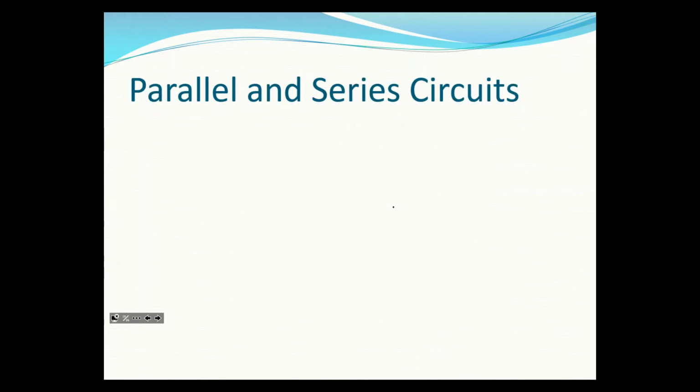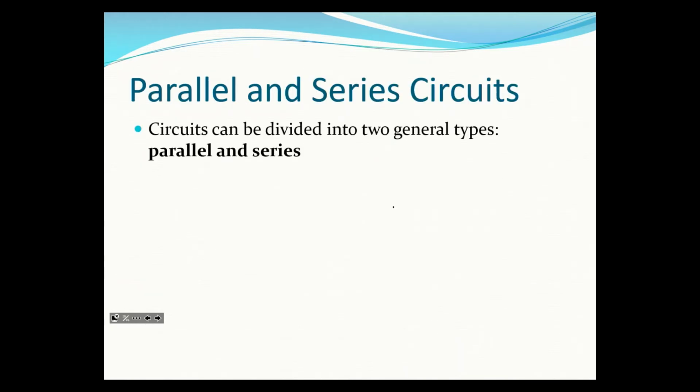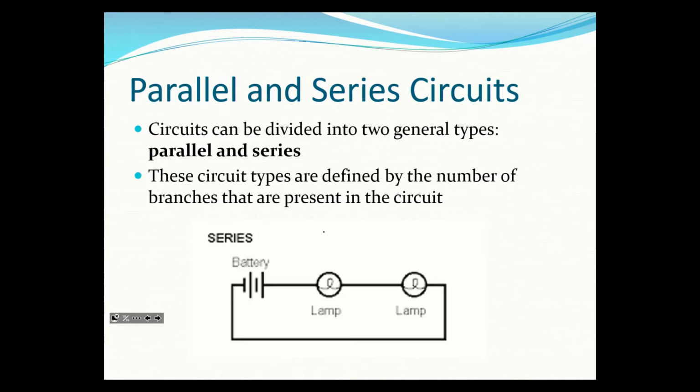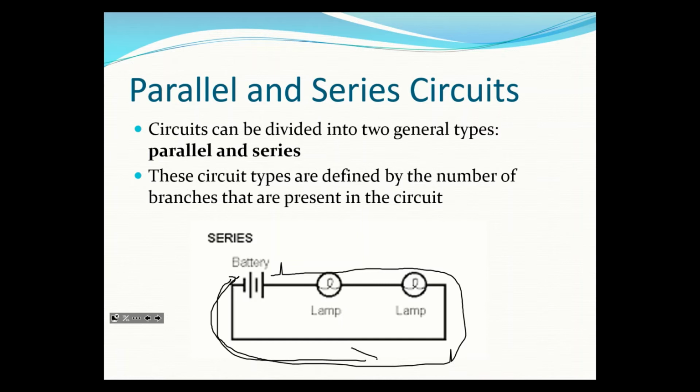So there's two types of circuits. There's parallel, and then there's series circuits. These types of circuits are defined by the number of branches that are present. So this is a series, and the reason that it's a series is because there's only one pathway. Actually, the electricity goes the other way. It goes from negative to positive. Anyways, there's only one path for it to go through.